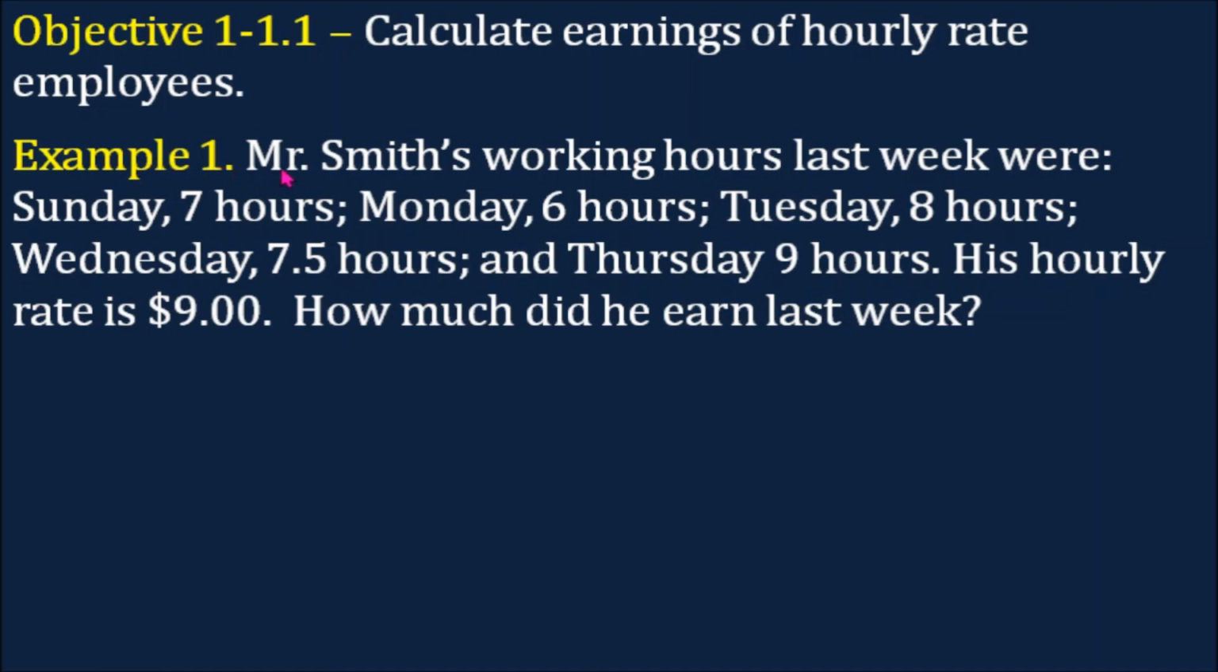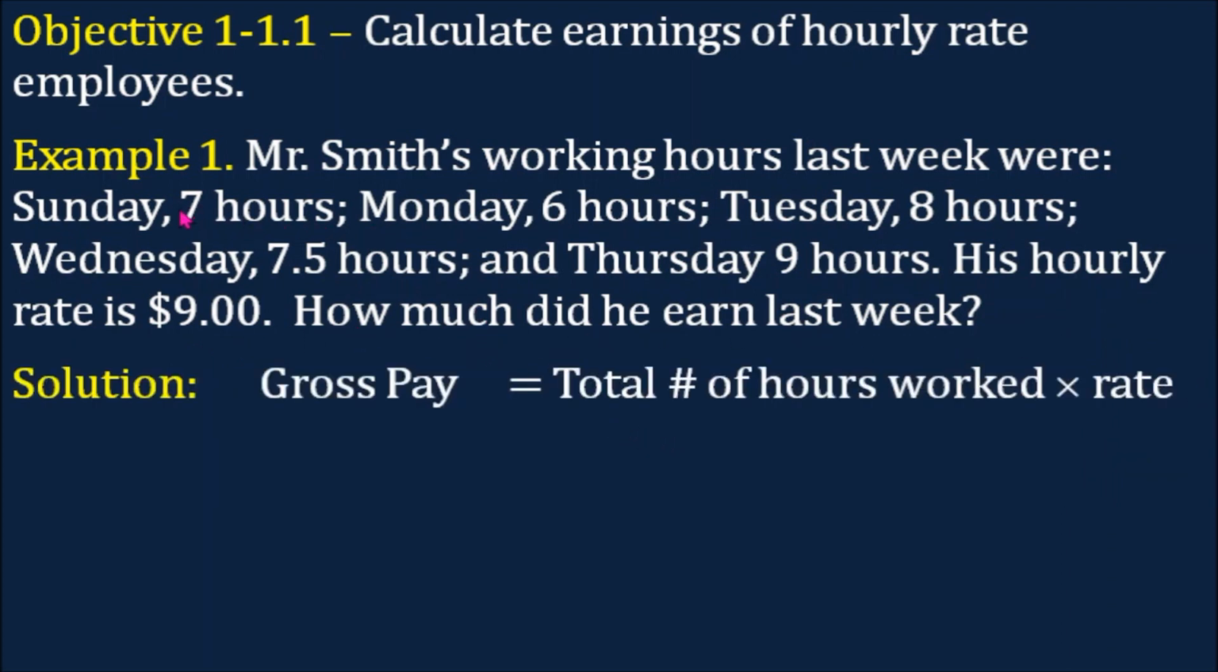Example number 1, Mr. Smith's working hours last week were Sunday 7 hours, Monday 6 hours, Tuesday 8 hours, Wednesday 7.5 hours, and Thursday 9 hours. His hourly rate is $9. How much did he earn last week?